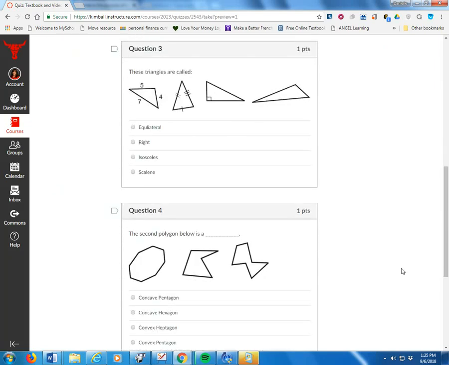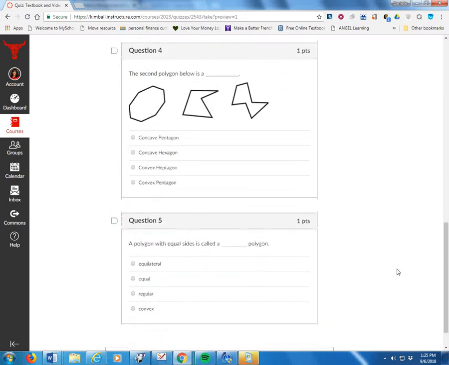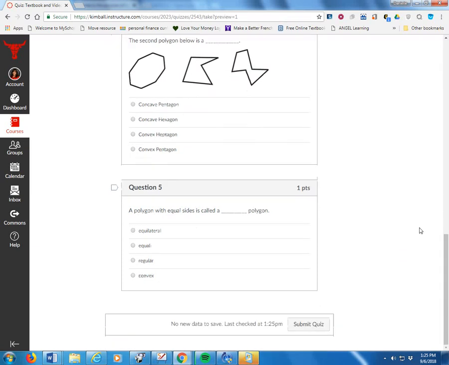These triangles are called scalene. All of them have different side lengths. The second polygon below has 5 sides, so it's a pentagon, and it's concave. And then finally, a polygon with equal sides is called a regular polygon.